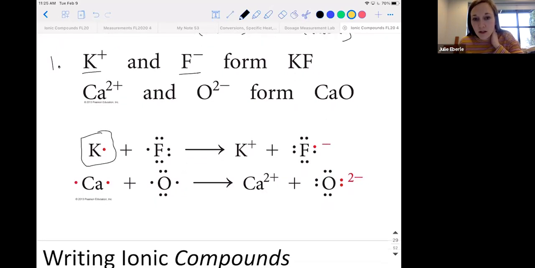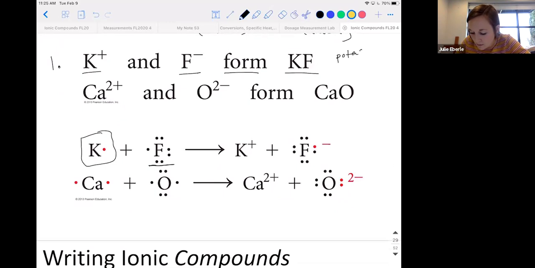Fluorine is main group 7. So remember the electron dot structure for fluorine right here? It's got 7 dots around it. It would really love to receive 1 more electron. And when it does so, it gets a full set of 8. And these come together and they form KF, potassium fluoride. We're going to go through the naming later, so I'll walk through that in depth.